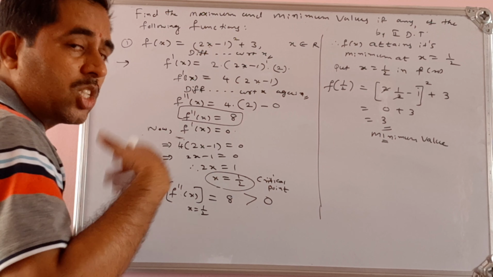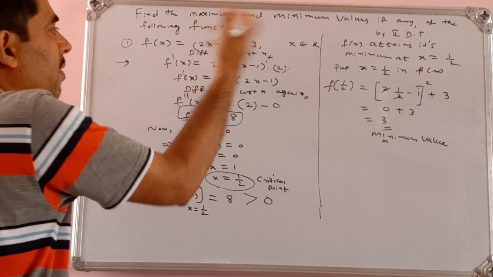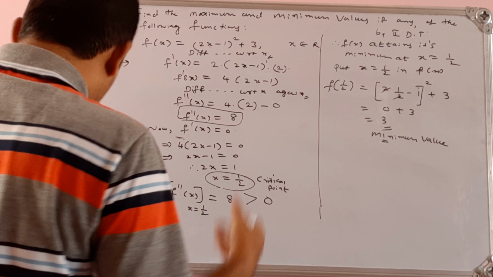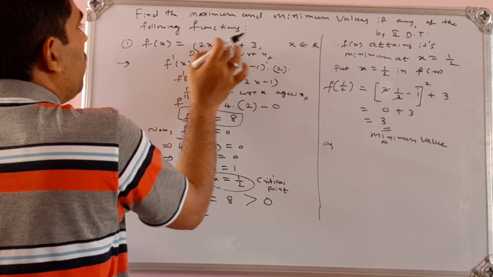This function has no maximum value. It keeps on increasing. I can give any value, so I will get one value. So that we have to specify here. See here, this whole thing takes some value plus 3.